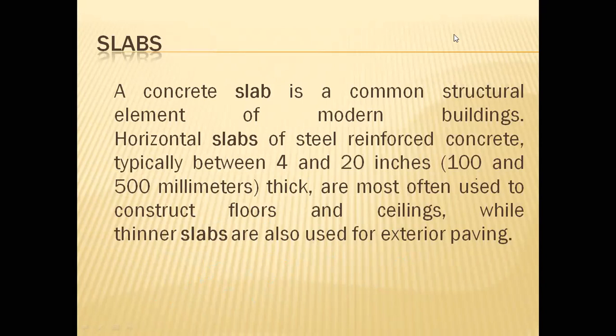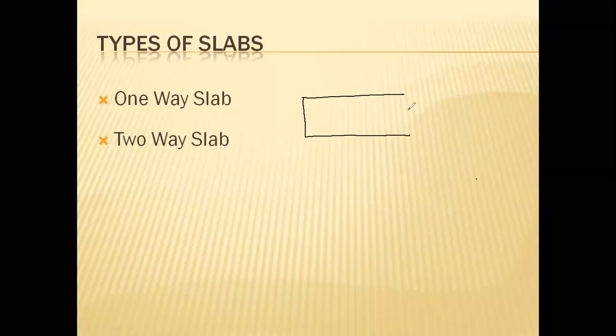Next we have types of slabs. There are two types of slab, one-way slab and two-way slab. Now what is one-way or two-way slab? Say we have a slab. I'm showing this plan.